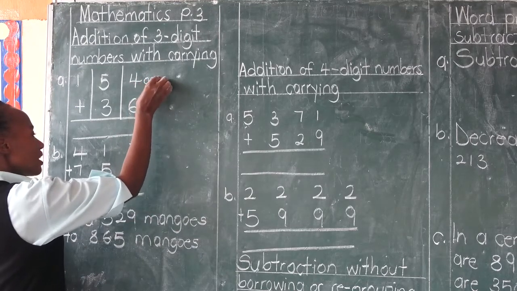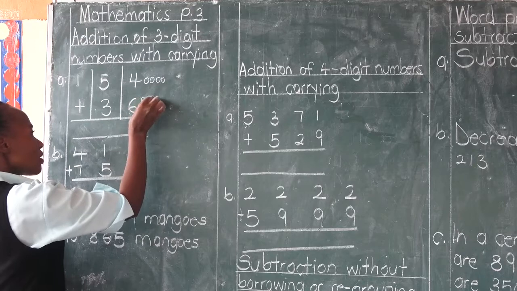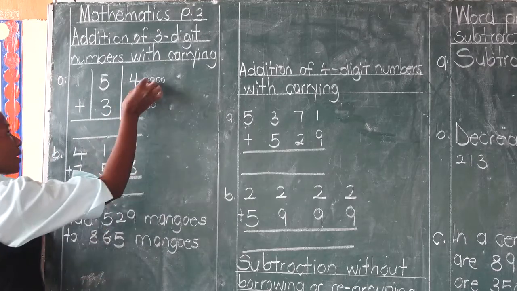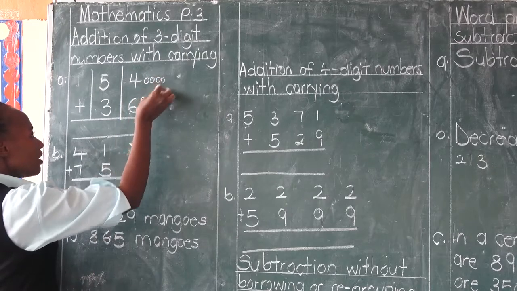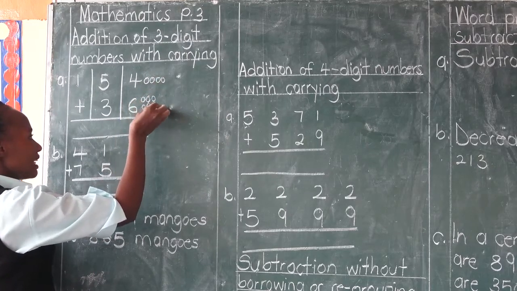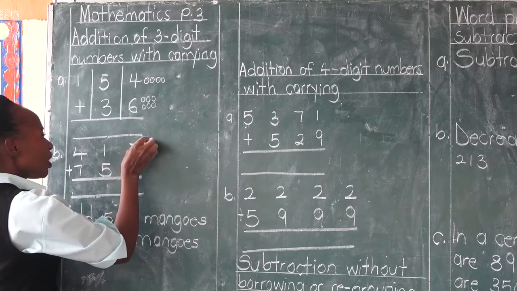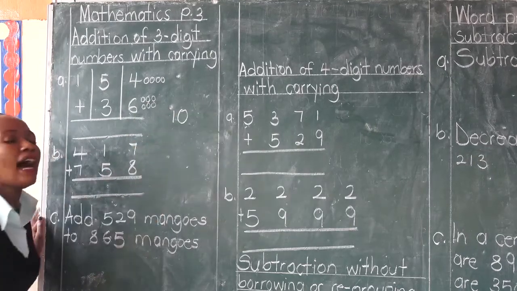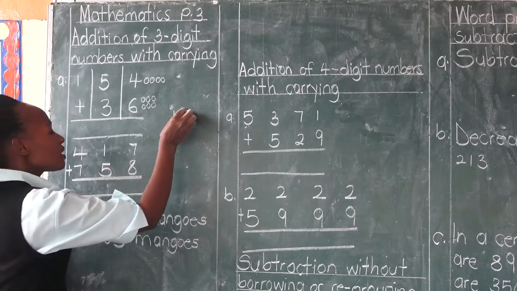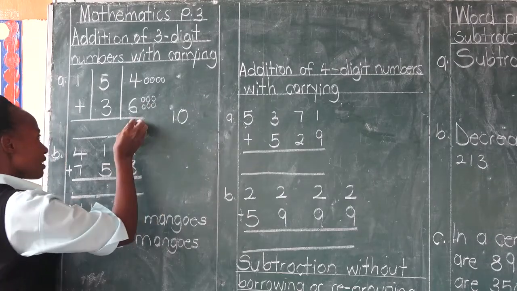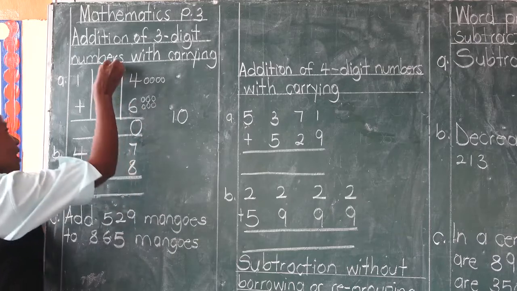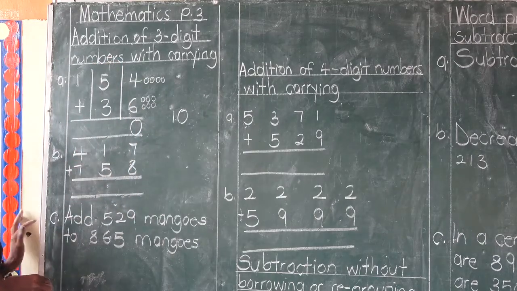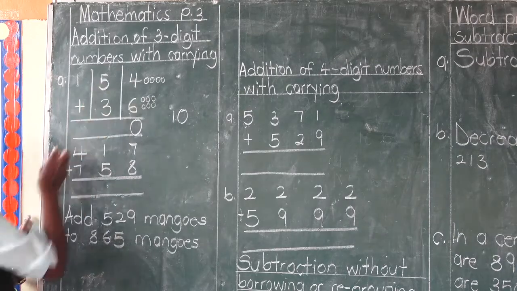1, 2, 3, 4. 1, 2, 3, 4, 5, 6. Let's put them together. 1, 2, 3, 4, 5, 6, 7, 8, 9, 10. We've got 10, and you need only one place value. The one which is under ones, that's what we are going to move with, 0. Then we carry 1 to the next place value. And the next place value we have there 5 plus 3.